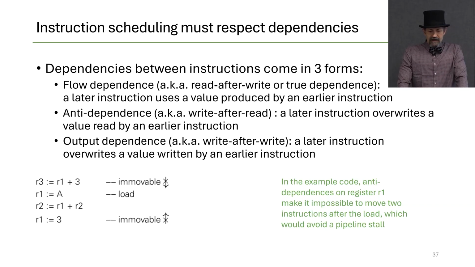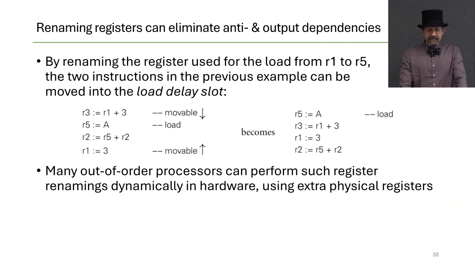An output dependence, or write after write, happens when a later instruction overwrites a value that's written by an earlier instruction. So again, we can't change the order of them because then we'll be left with the wrong value in the register. It turns out we can use techniques called register renaming to eliminate both anti and output dependencies. It doesn't help with true dependencies, but it can get rid of the others.